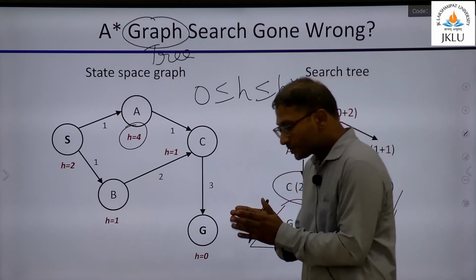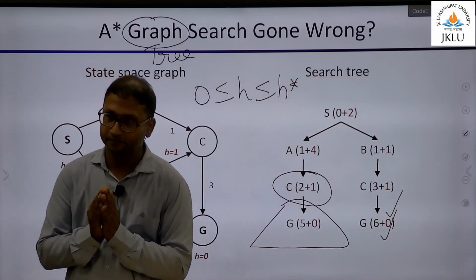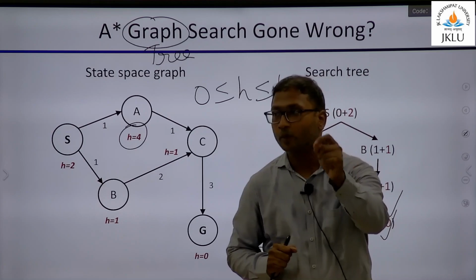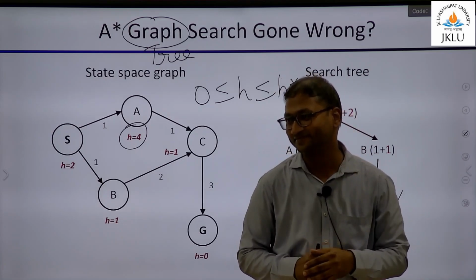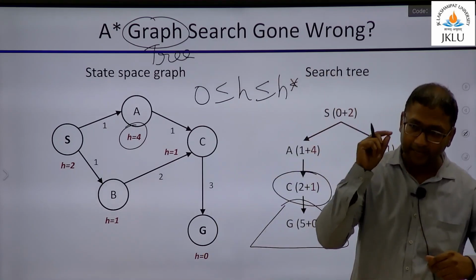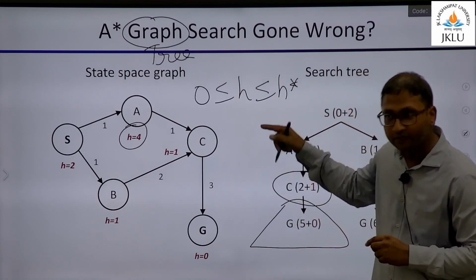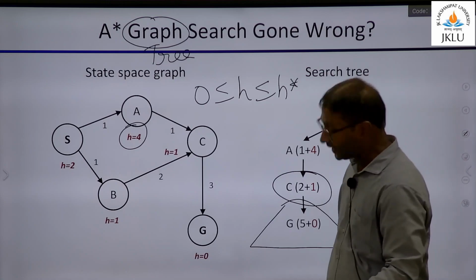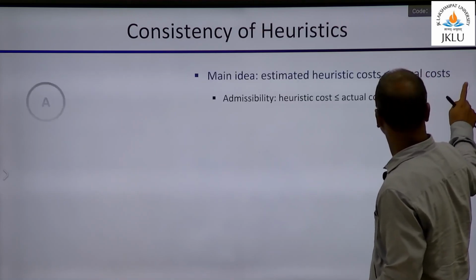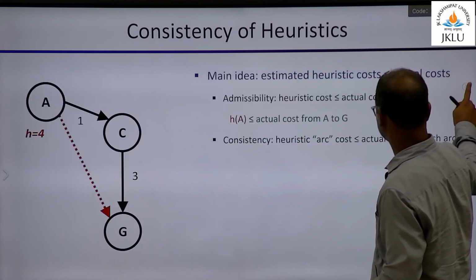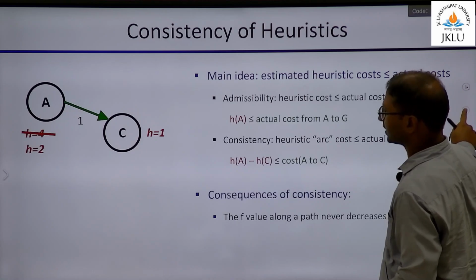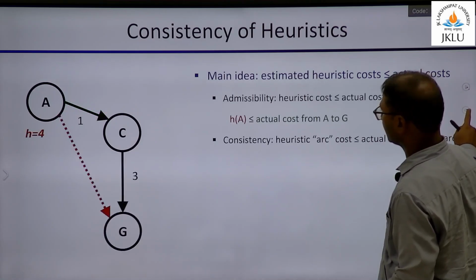Admissibility was a requirement for tree search. We said that A star is optimal given what? A star is optimal given H is admissible. Here we need something similar. So let me just give this whole slide first.